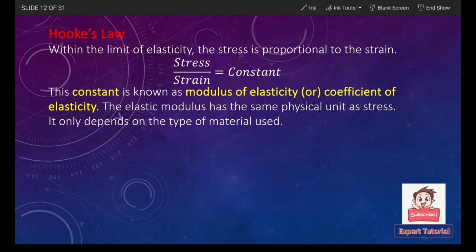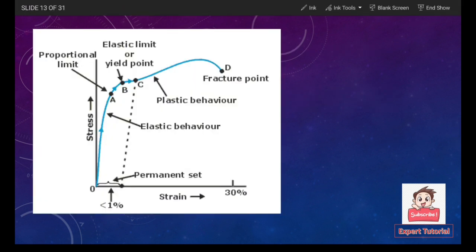Today's video is the continuation of my previous lecture. As I stated earlier, Hooke's law says that stress by strain is constant, that is, within the limit of elasticity the stress is proportional to the strain. So the ratio of stress and strain is constant, and this constant is known as the modulus of elasticity. So there is a limit. From Hooke's law, we know that there is a limit up to which the body is said to be elastic. Now coming to the graph of stress and strain.